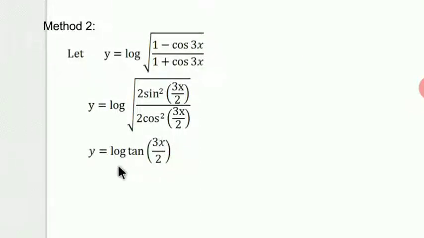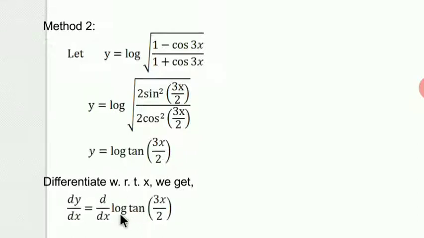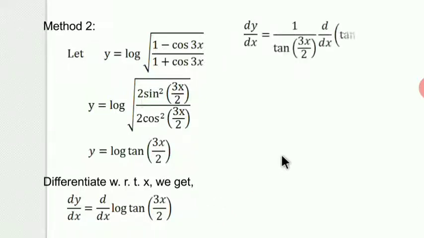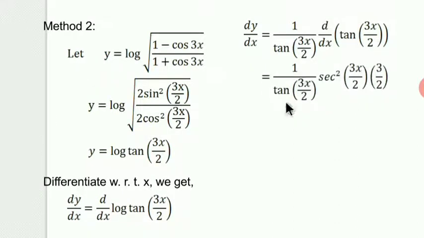So we get y is equal to log of tan 3x upon 2. Now solve this problem same as that of log of tan x upon 2 that we solved earlier. So differentiating with respect to x, we get dy by dx is equal to d by dx of log of tan 3x upon 2. So we get dy by dx is equal to 1 upon tan 3x upon 2 into derivative of tan 3x upon 2, which is sec square 3x upon 2 into derivative of 3x upon 2, so multiply by 3 by 2.